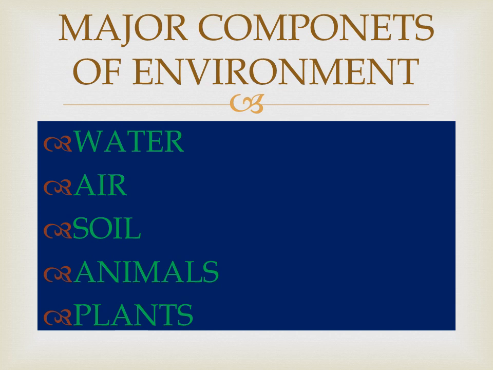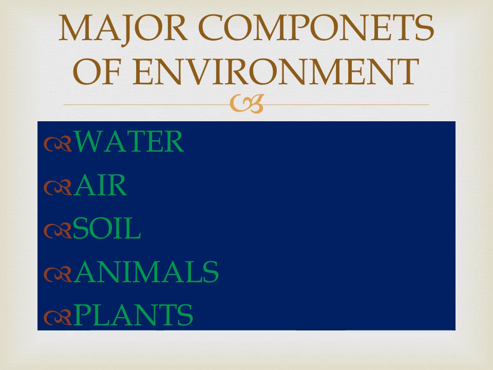Air composition. What does air contain? Air has nitrogen, which is 78%, oxygen 21%, rare gases 0.97%, carbon dioxide 0.03%.